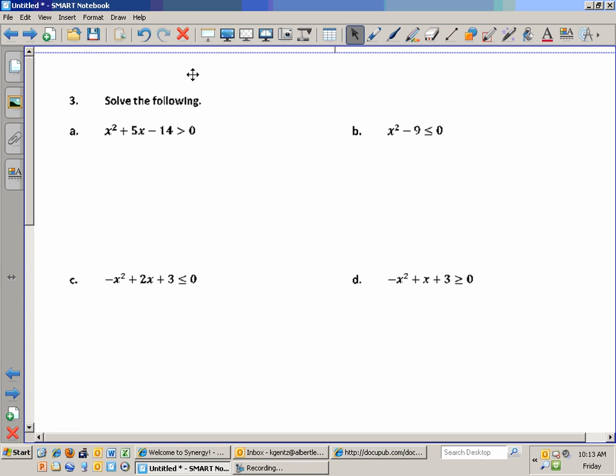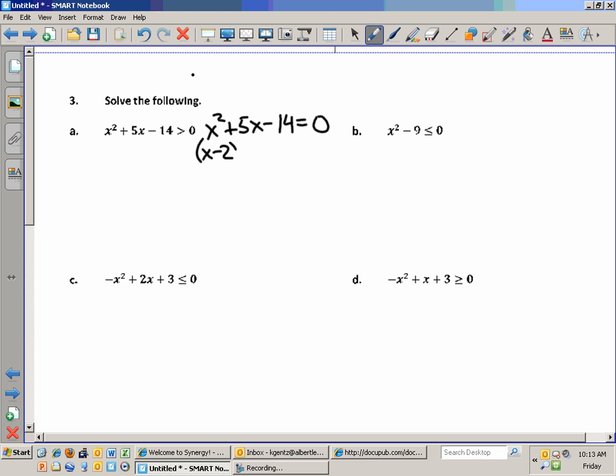This is x squared plus 5x minus 14 is greater than 0. The previous side had y and x. This one only has x. So how many axes do I have when I do this problem? Just 1. So I graph this with just 1 axis. I take my inequality and I set it equal to 0. Does it factor? What 2 numbers multiply to negative 14 that add to a positive 5?